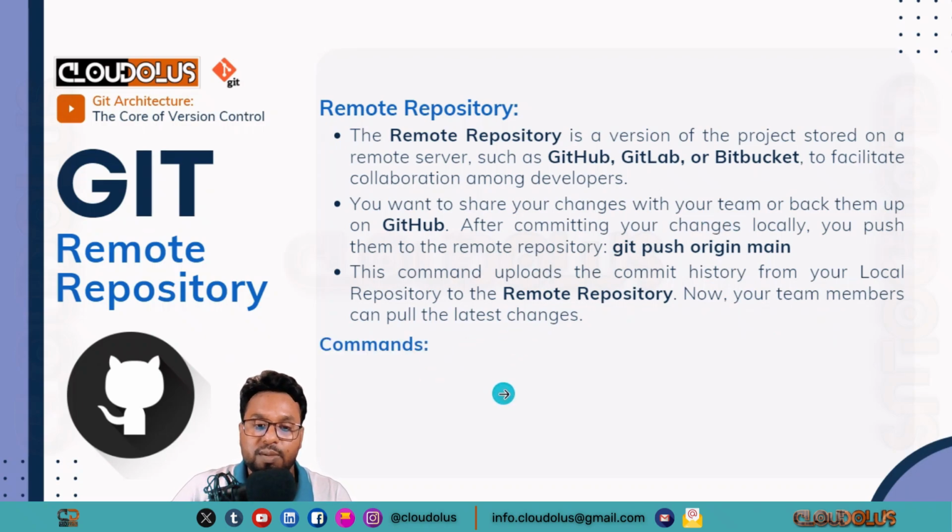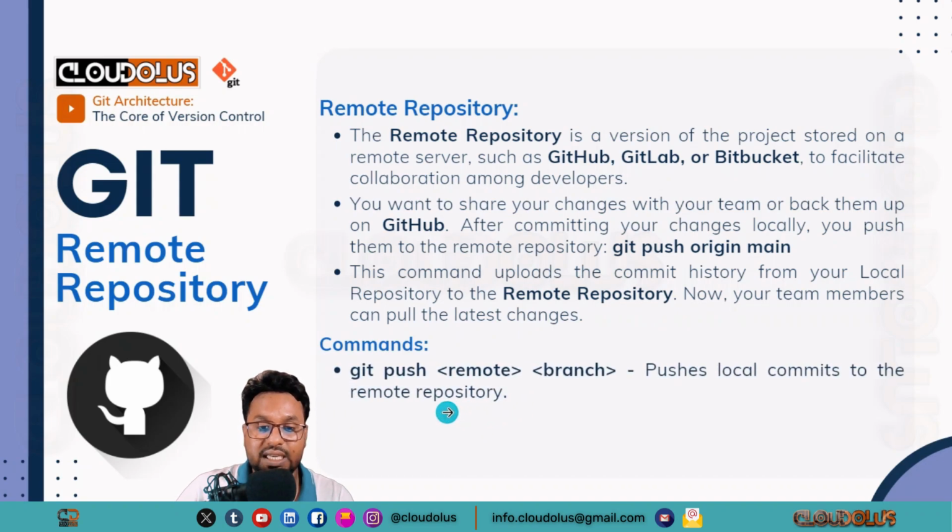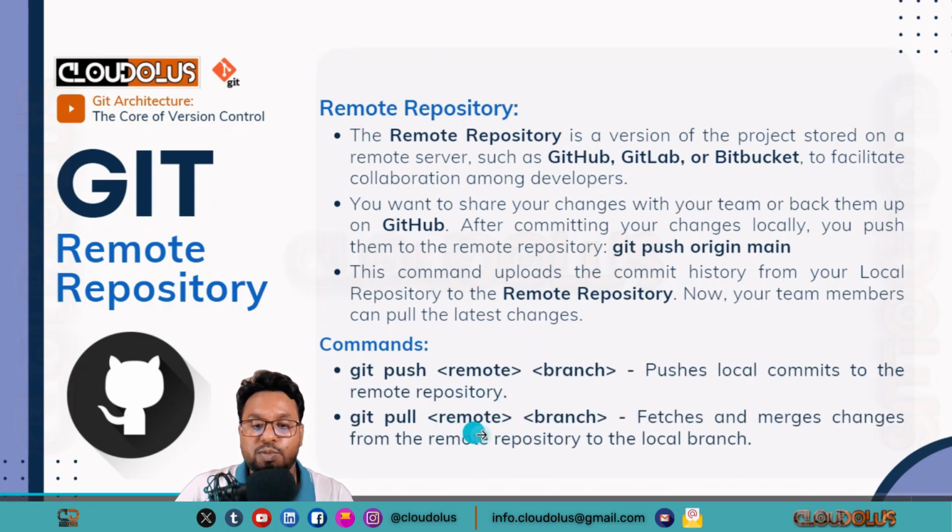And in this moment we are talking about the commands: git push pushes local commits to the remote repository, and git pull fetches and merges changes from the remote repository into your local branches.